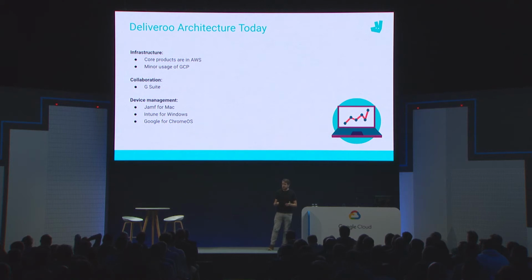A bit about Deliveroo's architecture. Our products are primarily actually in AWS, and we have some minor usage of GCP for some non-critical applications as well. For collaboration, we mainly use G Suite. And for device management, which I'll reference again later, we use Jamf for our Mac estate, Intune for our Windows estate, and Google for Chrome OS.